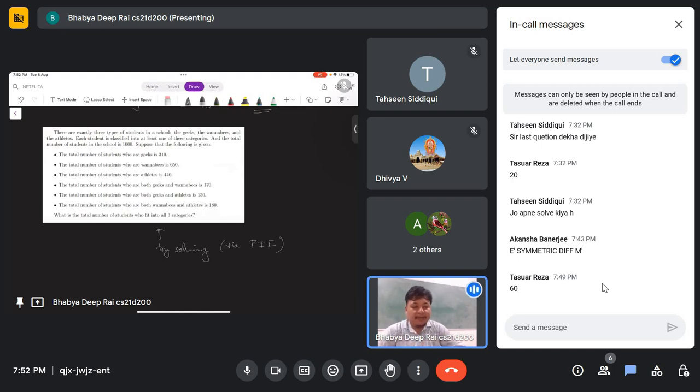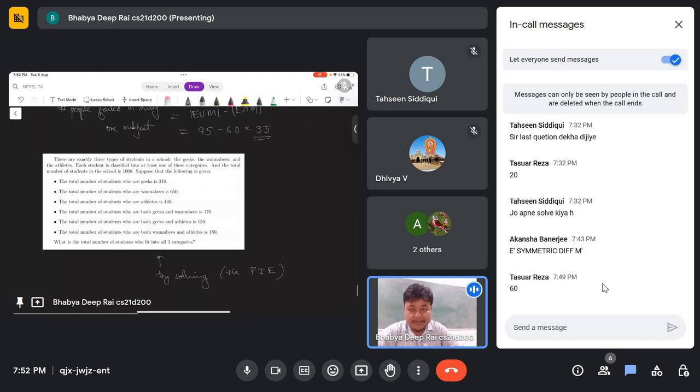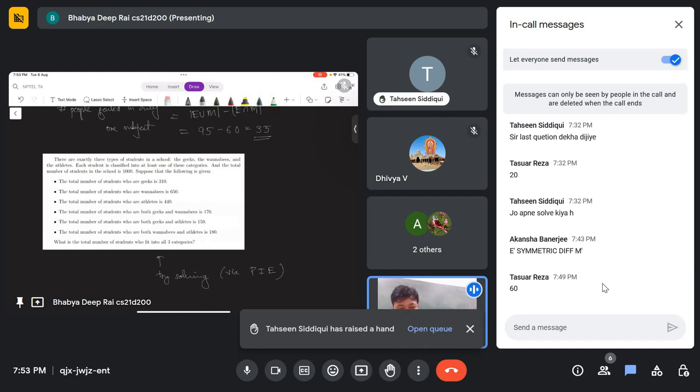So I will wrap up the session now. I hope that the problems that I solved today were interesting. Set theory is a pretty interesting area. Later on in higher mathematics it is used quite a lot. Yeah, Tessin, did you raise your hand?